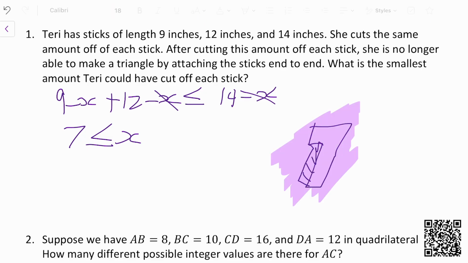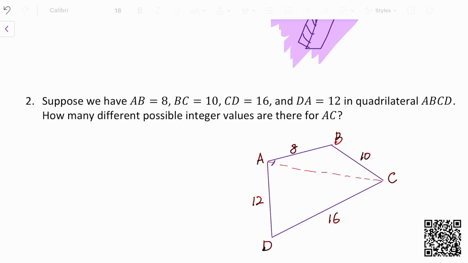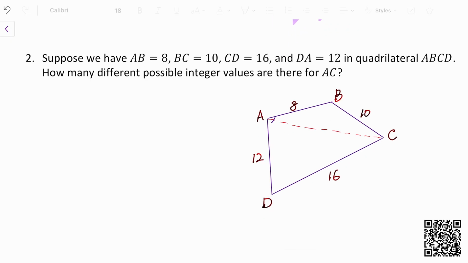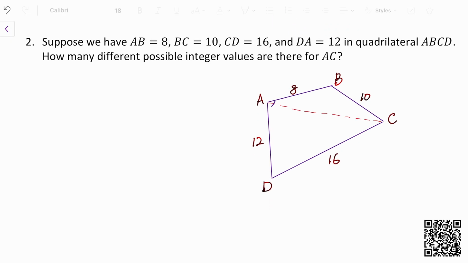Moving on to problem number 2. Suppose we have AB equal to 8, BC equal to 10, CD 16, and DA 12 in quadrilateral ABCD. How many different possible integer values are there for AC? So the problem above and this problem are sort of on par, the same topic and technique.